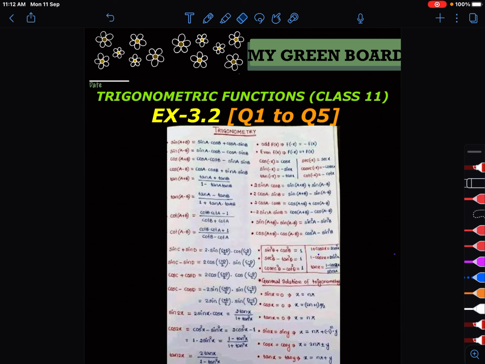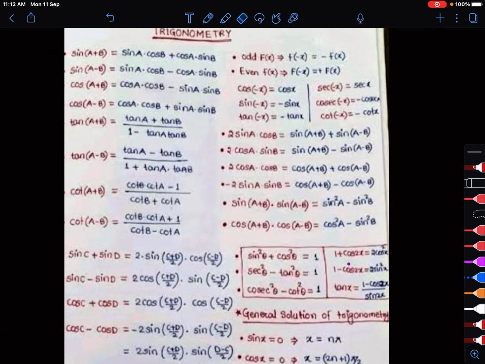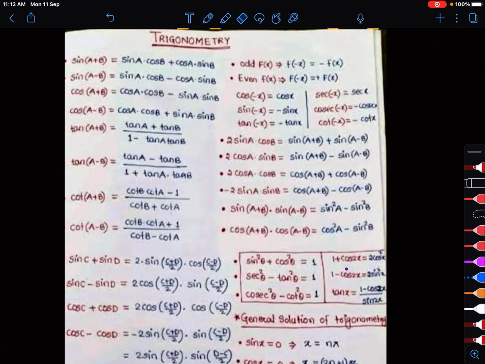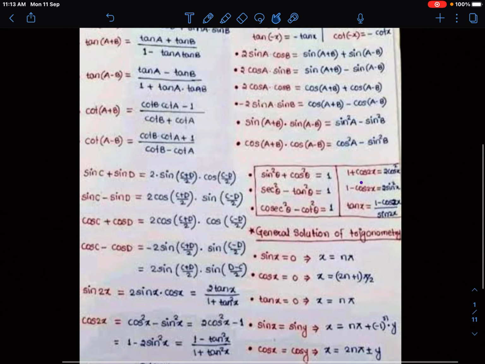Okay, so initially let's concentrate on the formulae. In trigonometry we have many formulas, so it is very important for you students to memorize these formulae before starting trigonometry. Please memorize these formulas, it's very easy. In your NCERT textbook you have this formula section at the end of the lesson, so please go through it. It's very important, so you need to memorize everything.